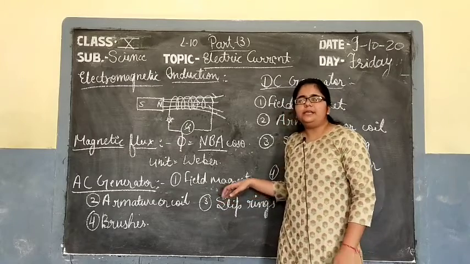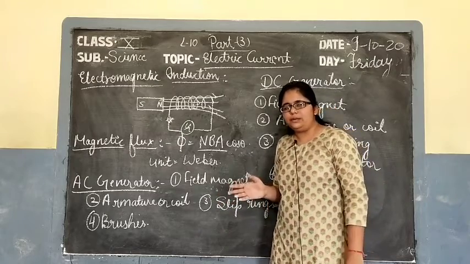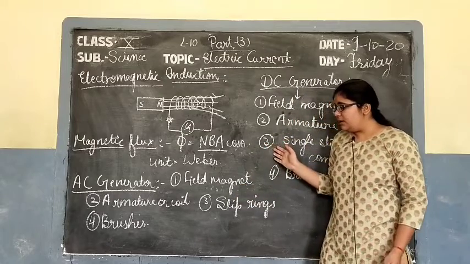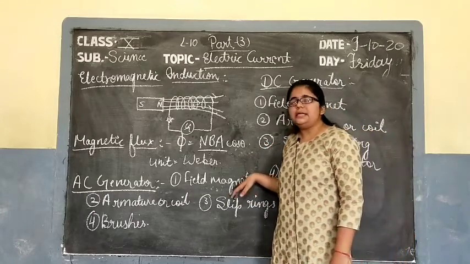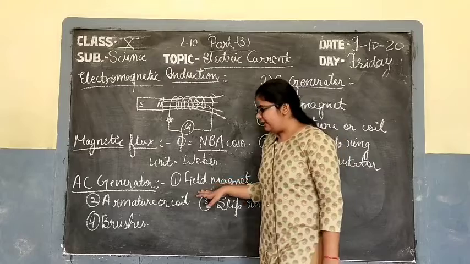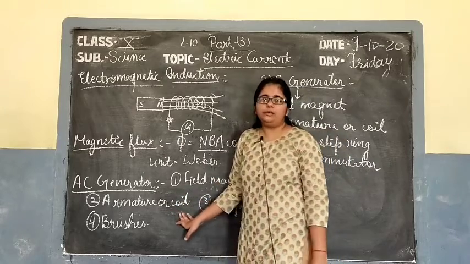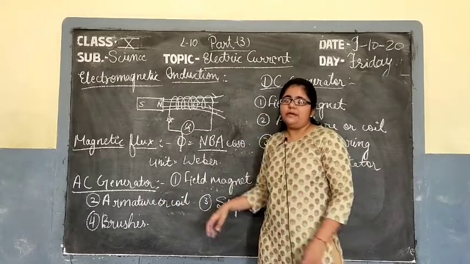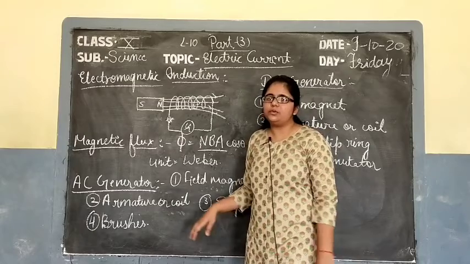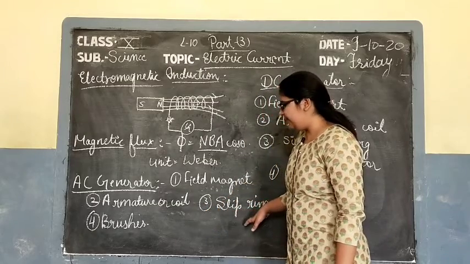So, if the magnetic field is perpendicular to the coil, then this is the radial magnetic field. Second one is the armature or coil that will rotate for inducing the current. This coil is made up of copper so that the maximum amount of current can be produced.